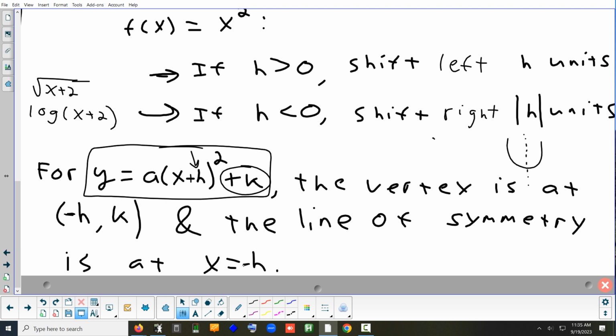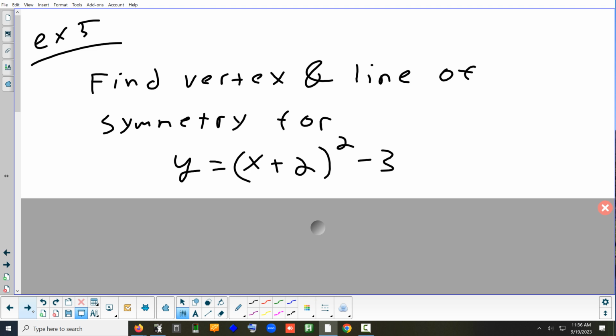Okay, so vertex, opposite of h, comma k. Line of symmetry, x equals opposite of h. So you can use a reference sheet on the test, so if you want to have that on there, you can put it on. Okay, does everybody have that? Okay, let's try this one.